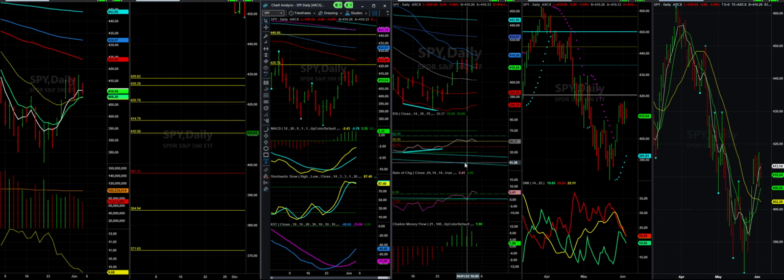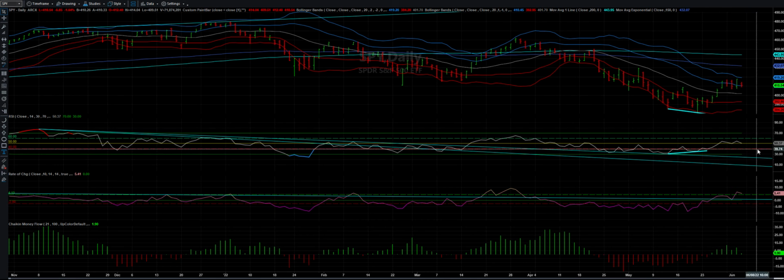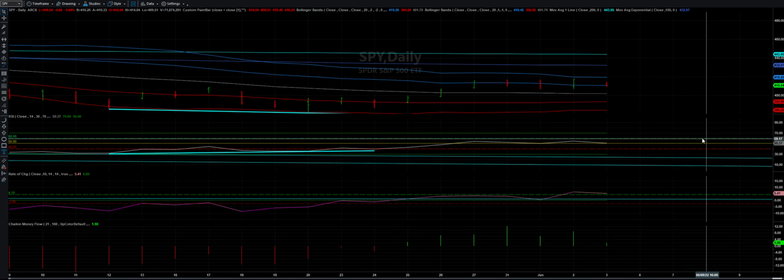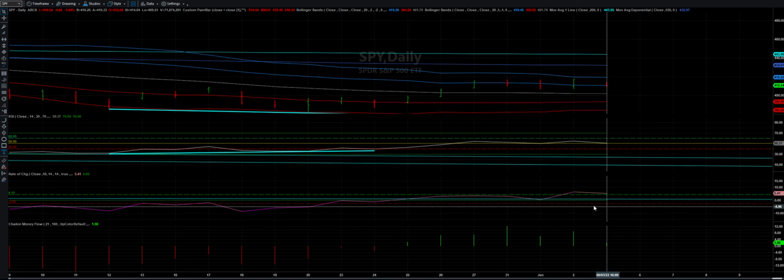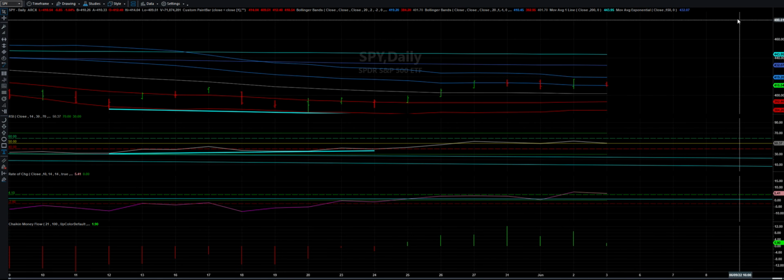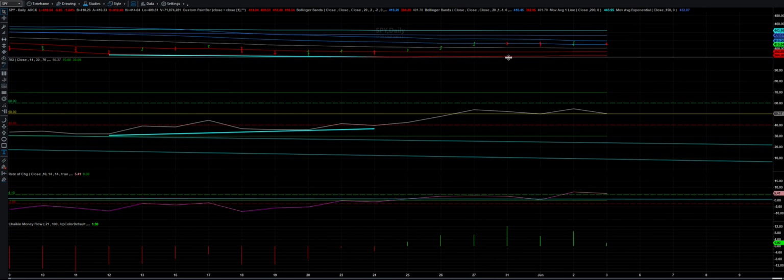As far as the RSI, which is the closest thing to pure momentum that we have, besides the rate of change, which we're going to look at probably in part 3 of this, the RSI is starting to come back down to the 50 level. We don't want to see it break below 50. If it breaks below 50, that's a problem.